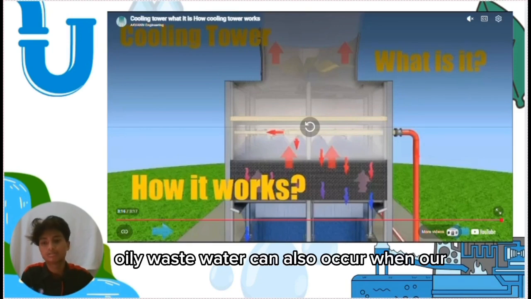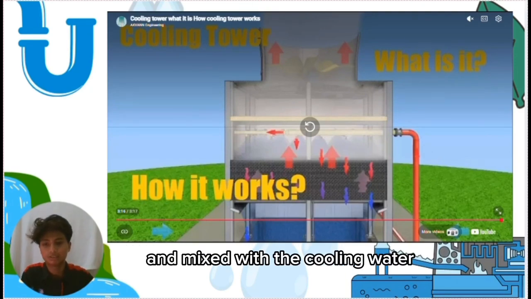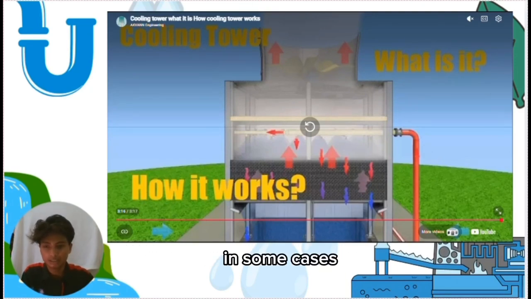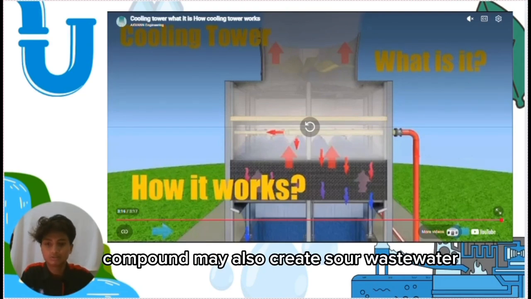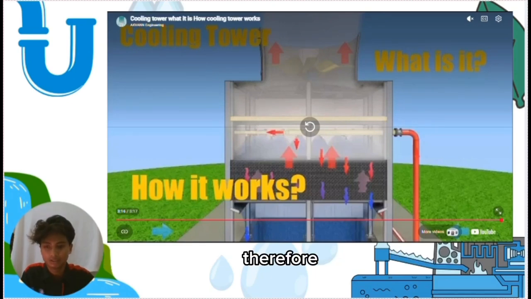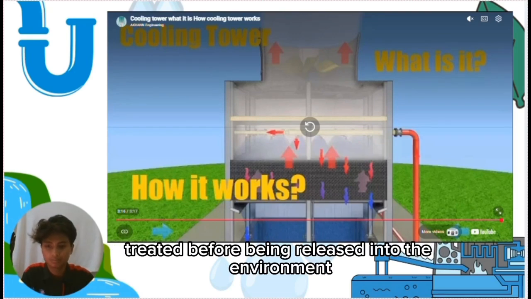Oily wastewater can also occur when oil or hydrocarbon leak from industrial machinery and mix with the cooling water. In some cases, contaminant and chemical compound may also create sour wastewater. Therefore, wastewater from cooling system must be properly treated before being released into the environment.